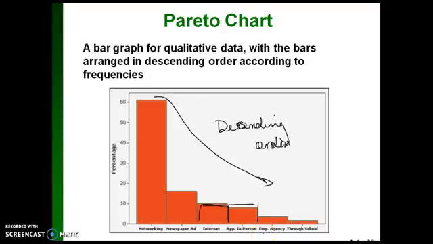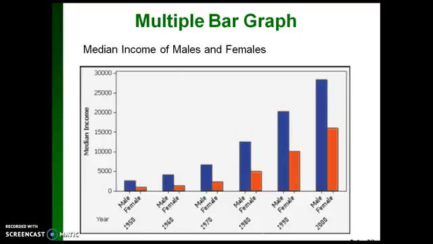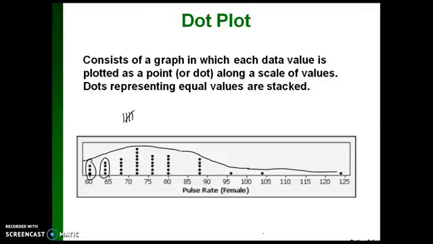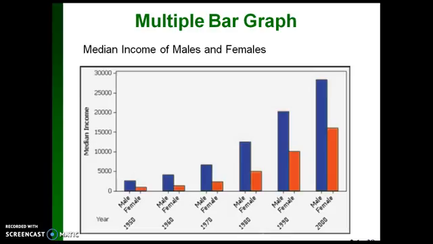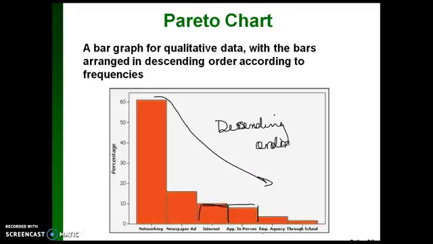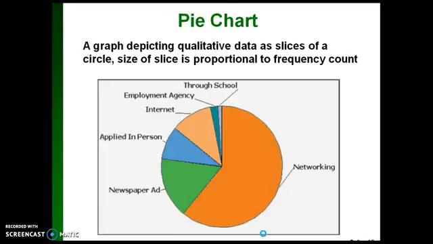Again, we won't see a lot of Paretos, multiple bar graphs, or dot plots. Dot plots take too long, and multiple bar graphs and Paretos are for qualitative, and we are quantitative, so we're going to be looking at numbers, not categories. Same thing with pie charts or circle graphs. These tend to be for things that are qualitative in nature.